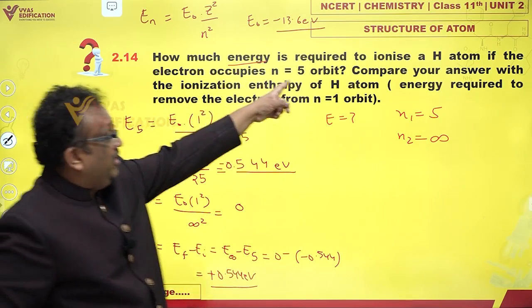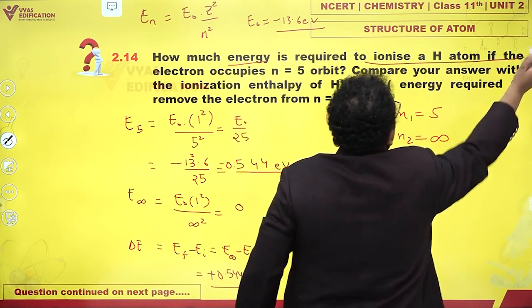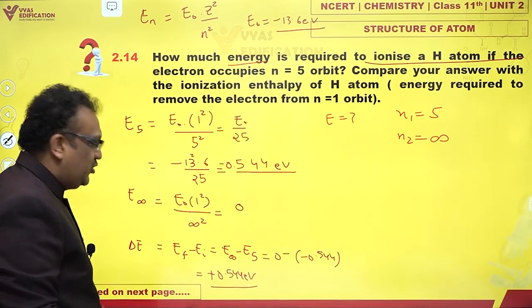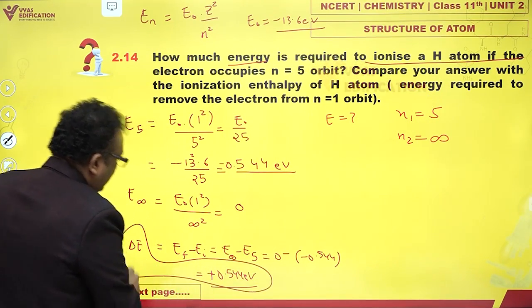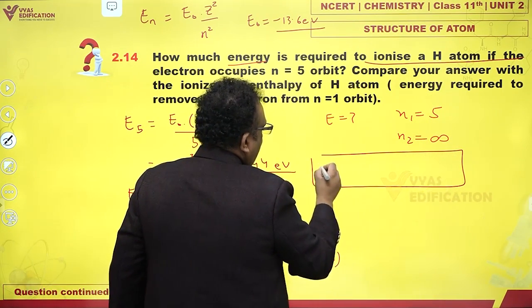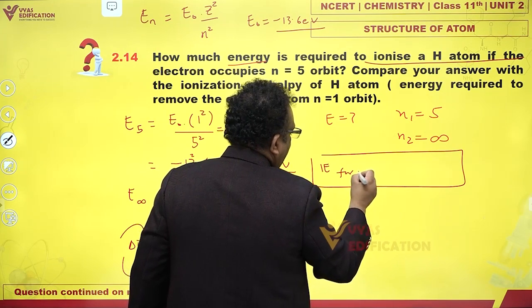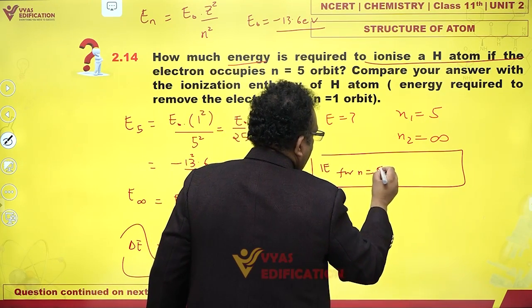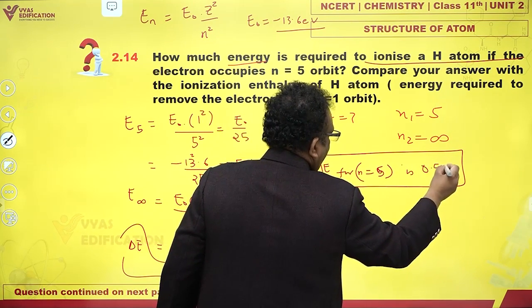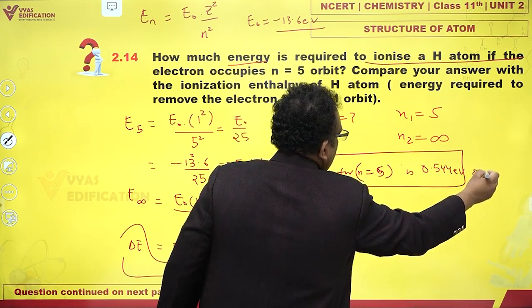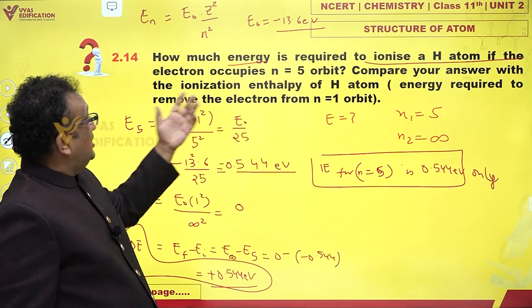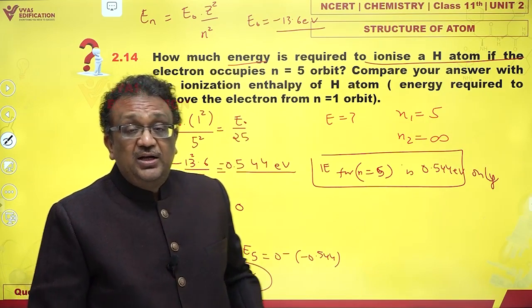How much energy is required to ionize a hydrogen atom? Ionization means you move it to infinity. And in this case, if you move this to infinity, my dears, this is the result. So the first answer which I have obtained, the ionization energy for n is equal to 5, is 0.544 electron volts only.